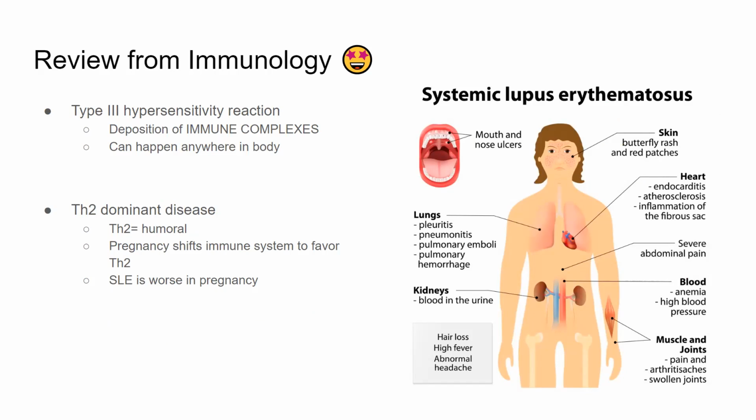They can go in your knees, your liver, your lungs, or your face and cause your butterfly rash. So knowing that it's type 3 hypersensitivity, and then a fun fact that it's Th2 dominant, and we know that whenever a woman becomes pregnant, her immune system shifts to Th2 because you want to give the baby antibodies, so you're going to produce more antibodies. So lupus is one of the autoimmune diseases that gets worse in pregnancy, not better.